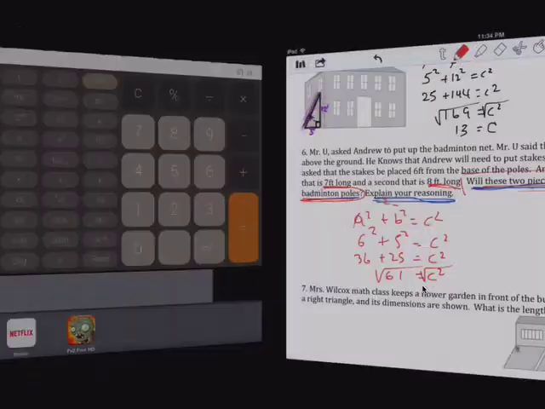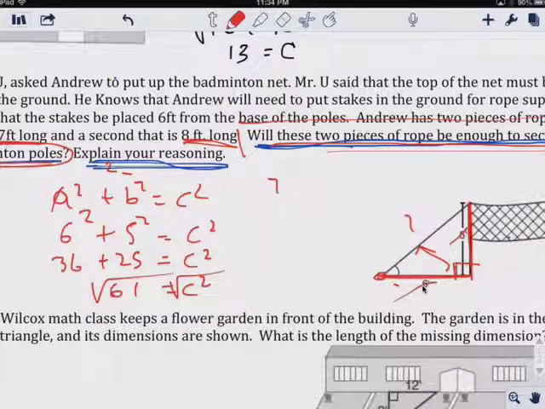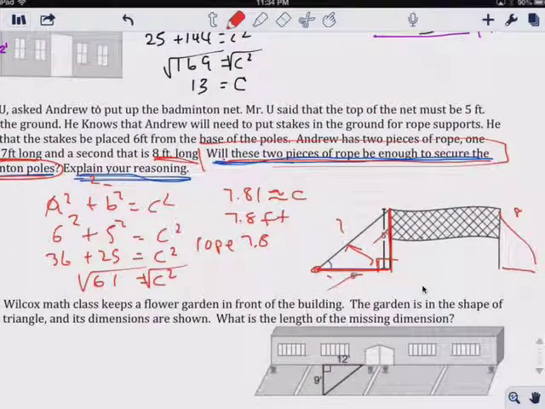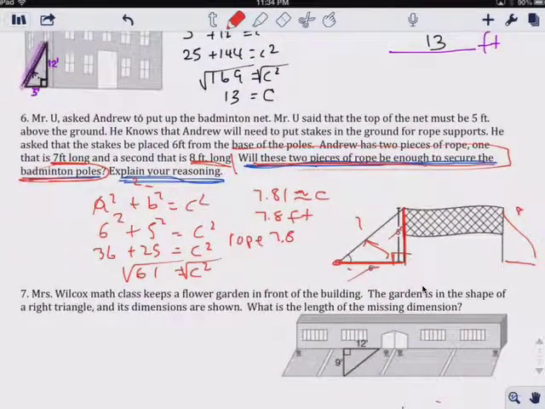7.81, we're going to round it to the nearest tenth, so 7.8 feet. So the rope is 7.8 feet. So will that work? Will the 2 pieces of rope be enough to secure the badminton pole? So will the 7 feet rope and the 8 feet rope be enough to secure both sides? Let's explain why or why not based on the information that the rope needs to be 7.8 feet.